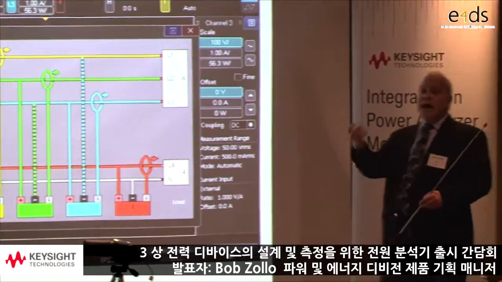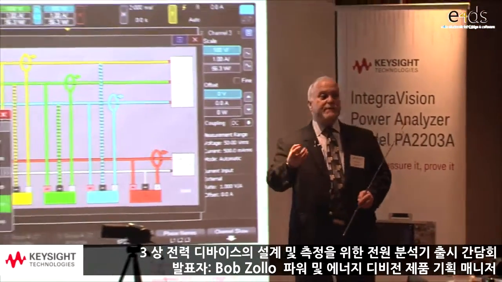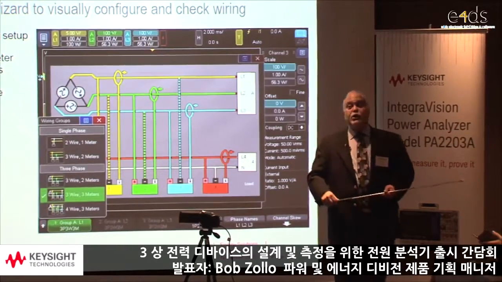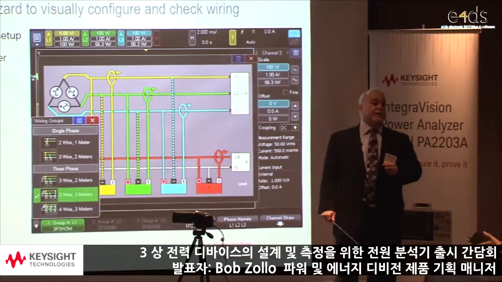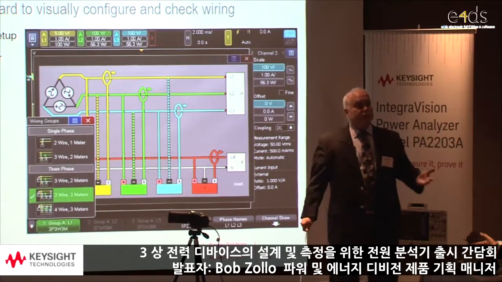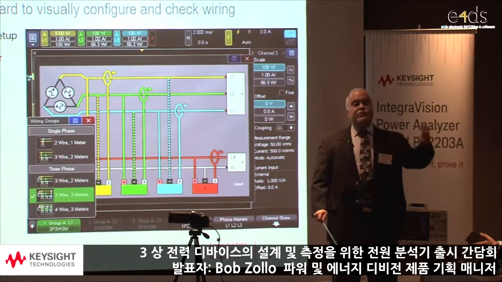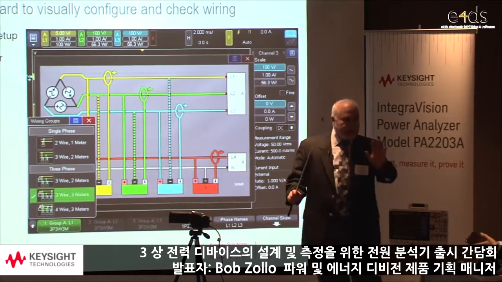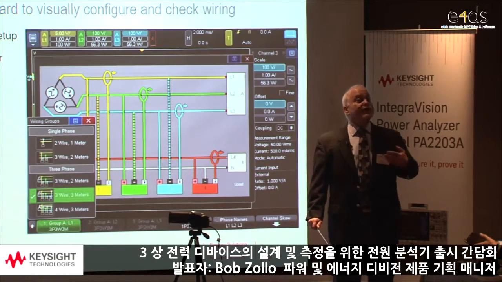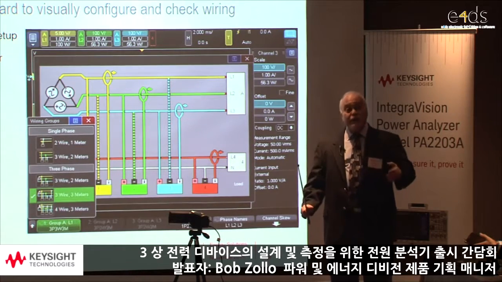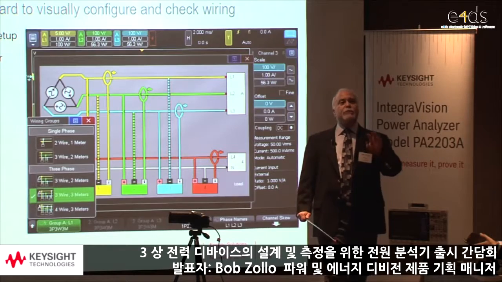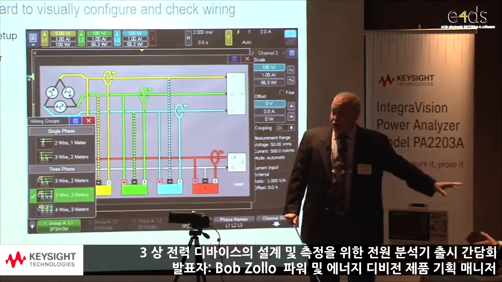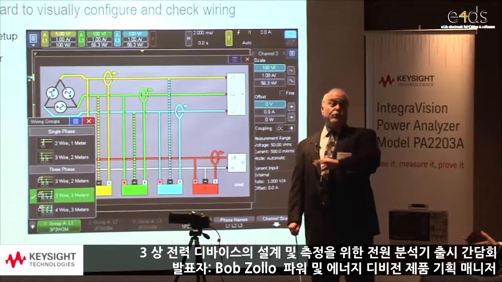So the IntegraVision power analyzer is to visualize measurements, but we've actually taken it a step further with our new PA2203. This is designed for 3-phase power measurements. Now, I'm an electrical engineer. I sometimes do some home repair and some wiring on my home, so touching AC power, safely of course, is not so frightening to me. But you can imagine when you have high power 3-phase AC, you want to make sure that you're wired up correctly so you don't damage the electronics, you don't damage your instrument, and you don't damage yourself.